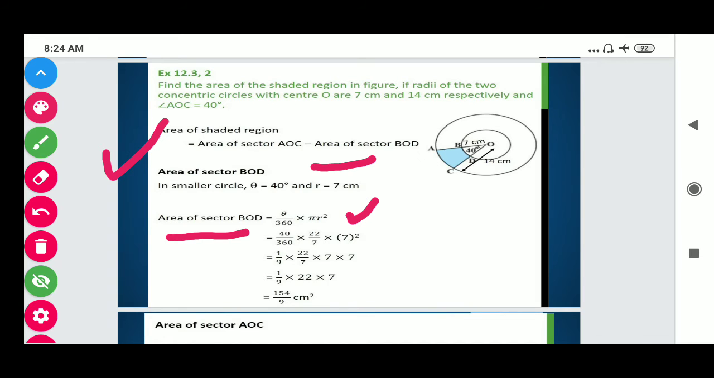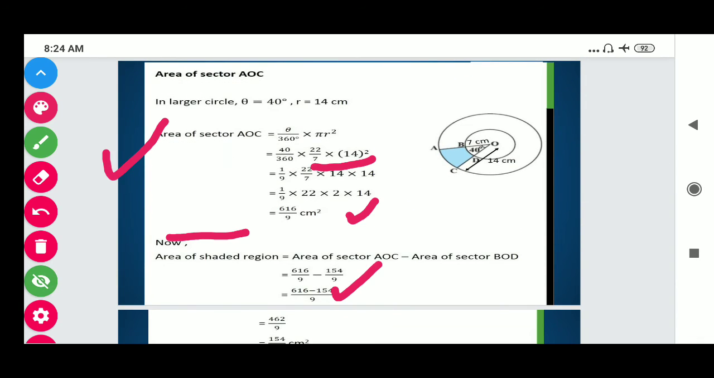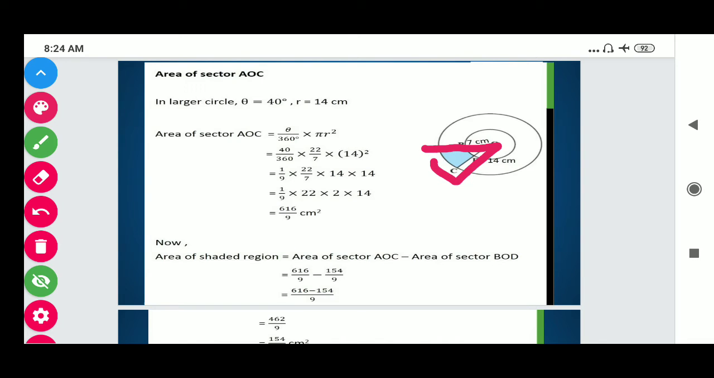Here the value of radius is 7. So by calculating this we get 154 over 9 square centimeter. Area of sector AOC, that is the area of the bigger circle sector, we have the same formula but the radius is different. Here the radius is 14, so the square of 14 we can write as 14 into 14. 7 into 2 will cancel out, and in this way we get 616 over 9 square centimeter.